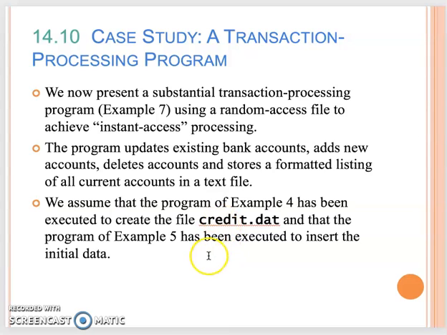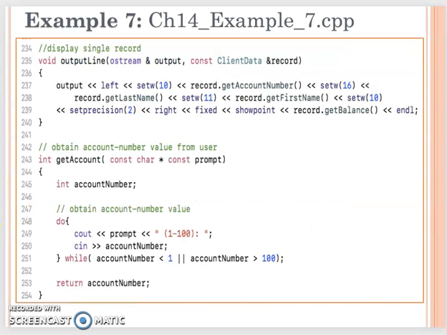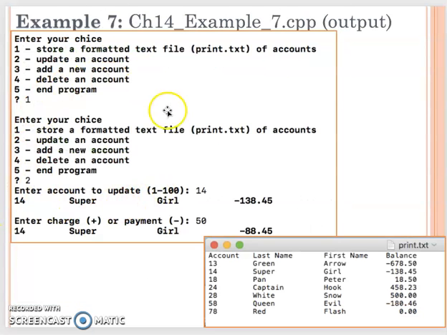We will provide an application for the user to choose. They want to open an account, they want to update their account, or they just want to print some information, or even they want to delete the account, we can allow them to do that. So that's our case study about the transaction process program. So this output you can see is simple like this.